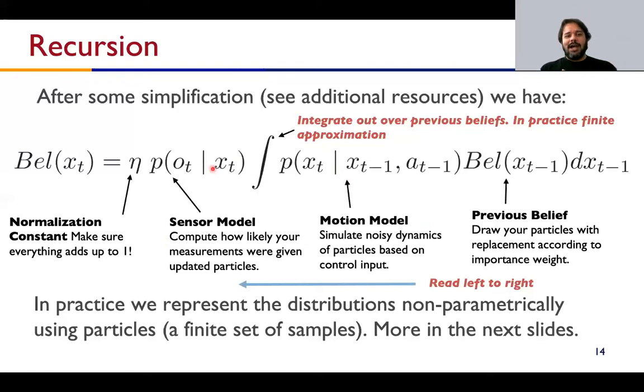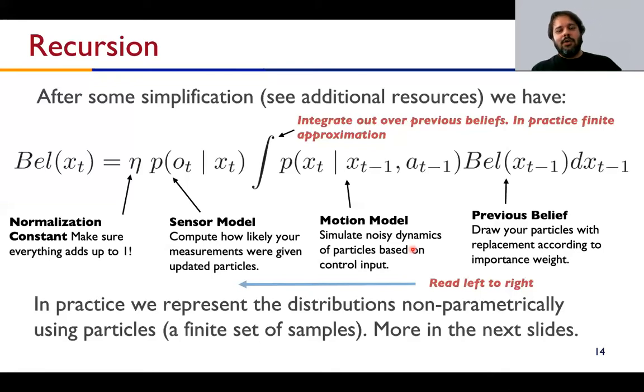Once you have all these products, your new belief also needs to behave like a probability. So we normalize it so everything adds up to 1, and the entire left hand side expression is computed as a probability as well.